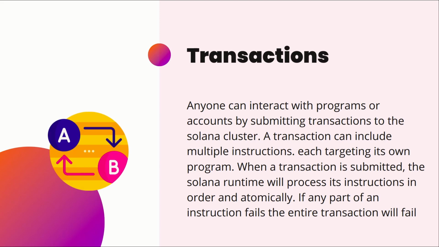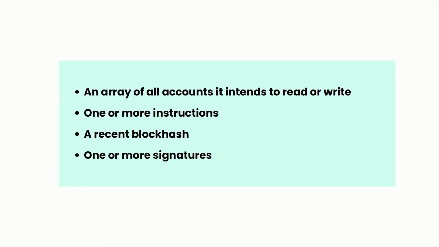Normally, a transaction will contain the following information with it. The first one will be the array of all accounts it intends to read or write. Then the next one is one or more instructions. Then a recent block hash and one or more signatures.